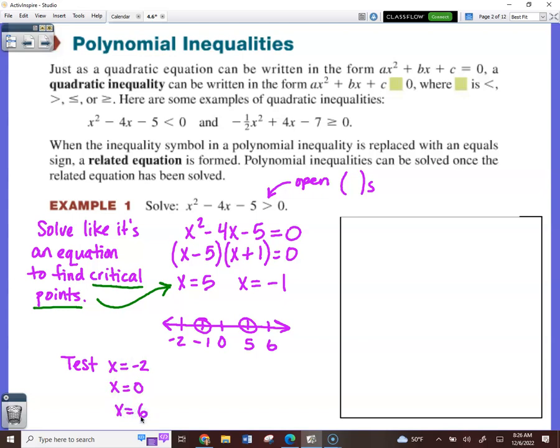Do you know how to make my x be an x not like that? Change your mode. You're in polar mode. Hit mode and then go to function mode.